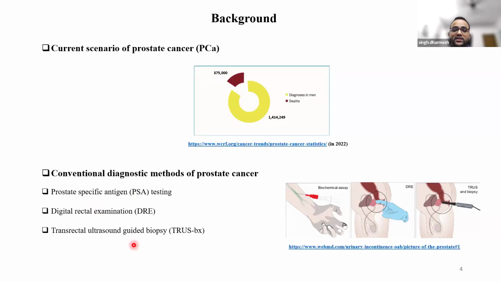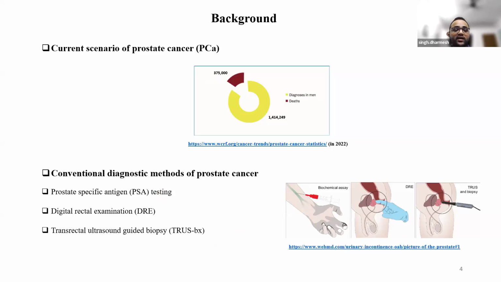PSA testing is basically a simple blood test that measures the PSA level, a type of protein. An elevated PSA can indicate cancer, but benign conditions like benign prostatic hyperplasia, the enlargement of the prostate, or prostatitis, an infection in the prostate, can also elevate the PSA. So it is very difficult to distinguish between non-cancerous and cancerous conditions.